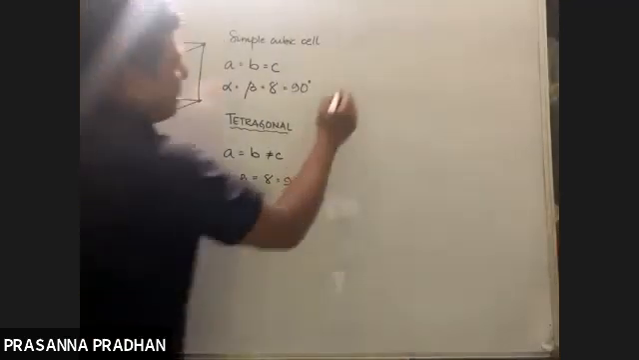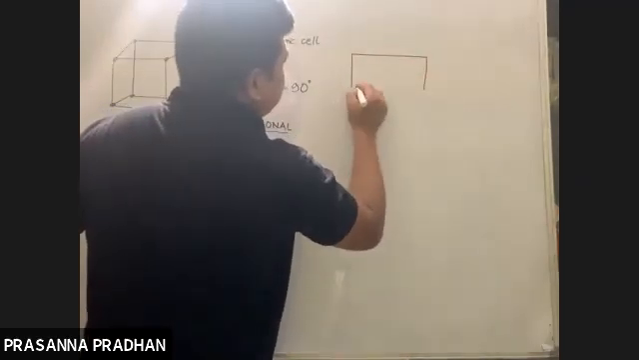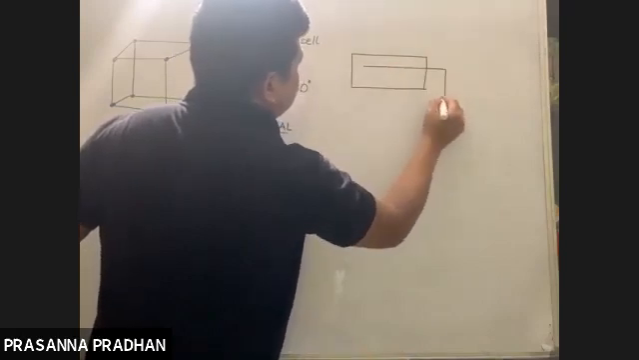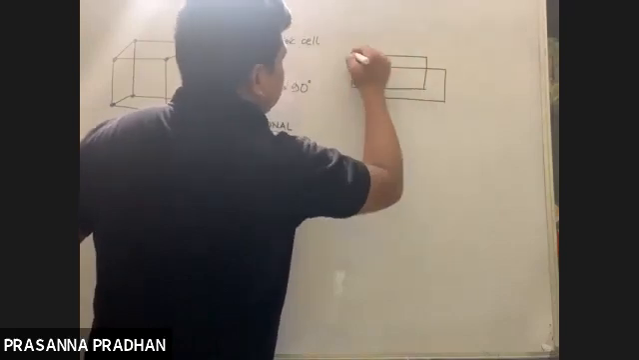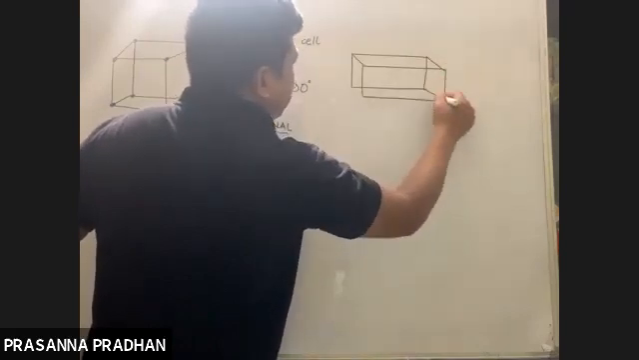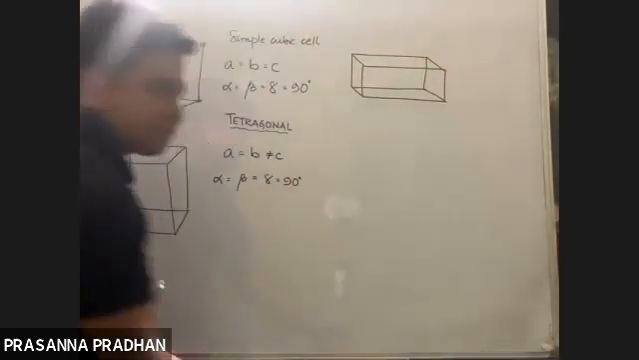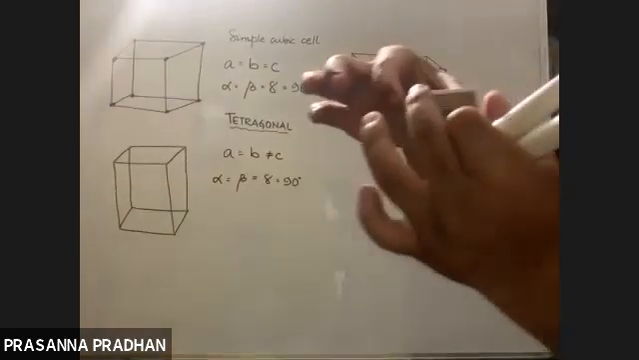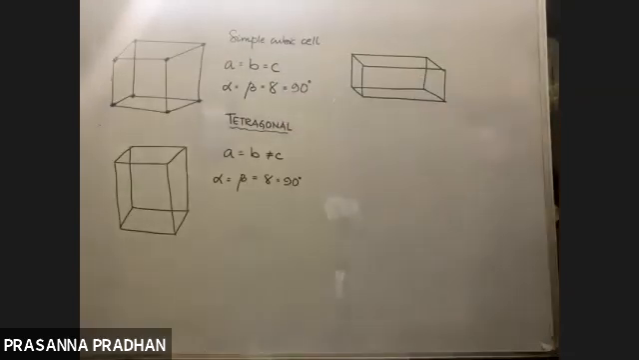There's nothing to think. Nothing is equal. What is the relationship between the three edges in a matchbox? This is one edge length, this is one edge length, and this is one edge length. So what is the relationship?